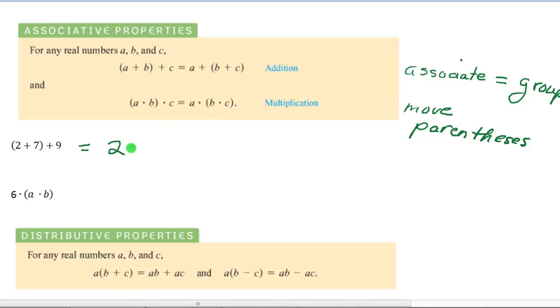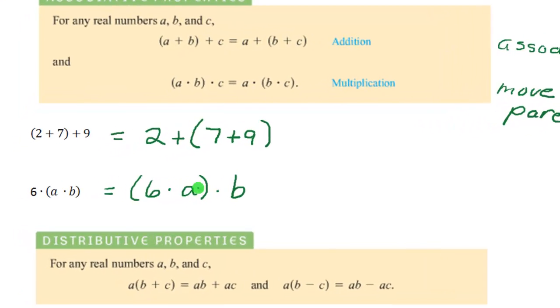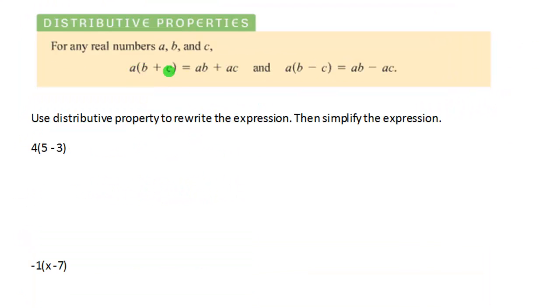So rewriting this expression with associative property lets me put the parentheses around the 7 plus 9. It says 2 plus (7 plus 9) equals (2 plus 7) plus 9. Similarly, over here in this second problem, we're just going to move the parentheses, and they'll be around the 6 and the a. So 6 times a is in parentheses, and then times b.